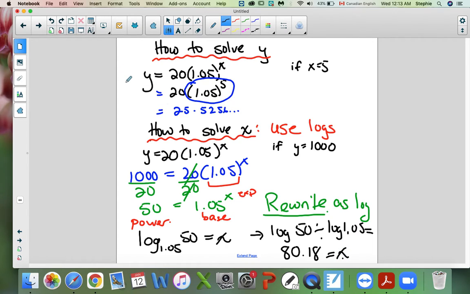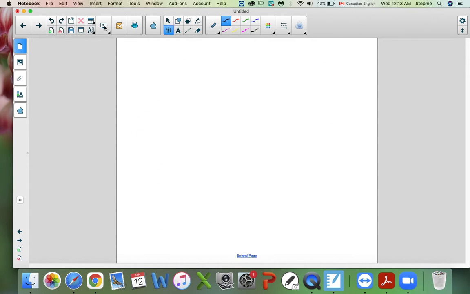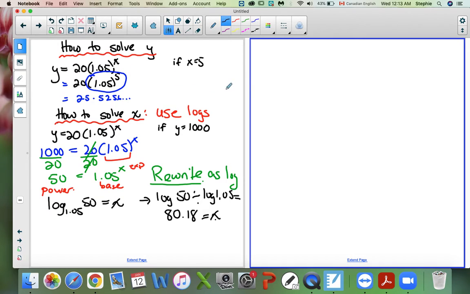And that is basically how you solve for x and how you solve for y. Of course, if you want to check your answer and see if that is correct, all you have to do is say, well, let me see. Check my answer. Is 1.05 to the power of 80.18 going to give me approximately 50? 1.05 to the power of 80.18. Yes, it does. It gives you 49.99 because I didn't use the full decimal.